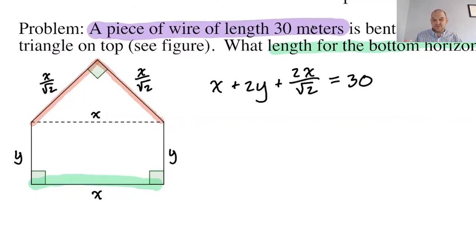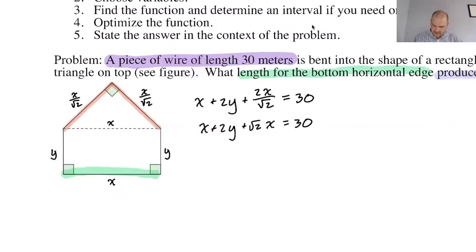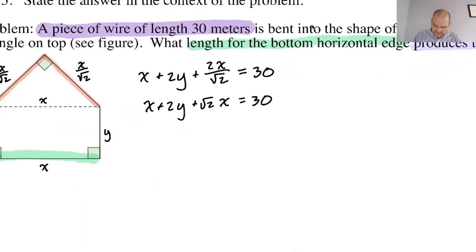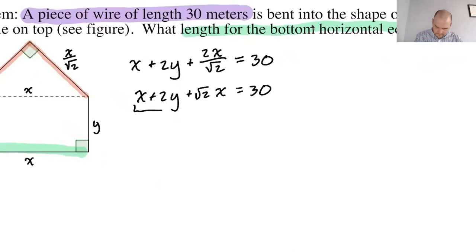You can actually simplify this a little bit. So x plus 2y plus radical 2x is equal to 30. All I did was rationalize that, because that was crazy looking and I didn't want to deal with it. I typically call this a helper function. This is our helper.